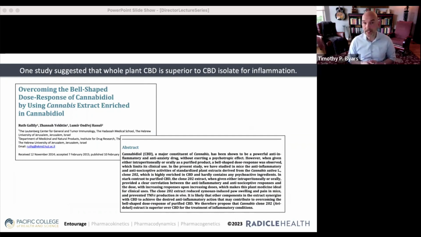In 2015, there was an Israeli study that demonstrated that whole plant high CBD cannabis was, they called it, superior over synthetic CBD for the treatment of inflammatory conditions. They had reviewed all of the available data, and they determined that the administration of pure isolated CBD had no therapeutic effect beyond a certain dose threshold. Conversely, the anti-inflammatory and anti-pain response of whole plant CBD continued to increase with dose. So they suggested that this makes whole plant CBD more ideal for clinical use.